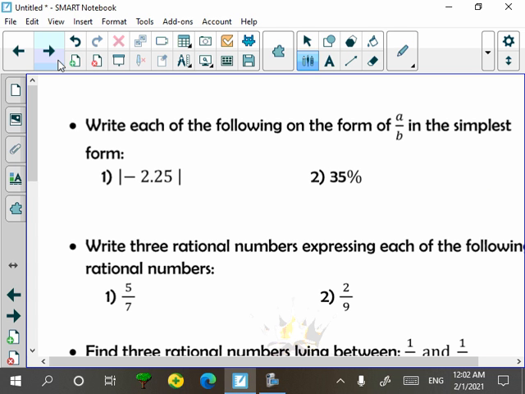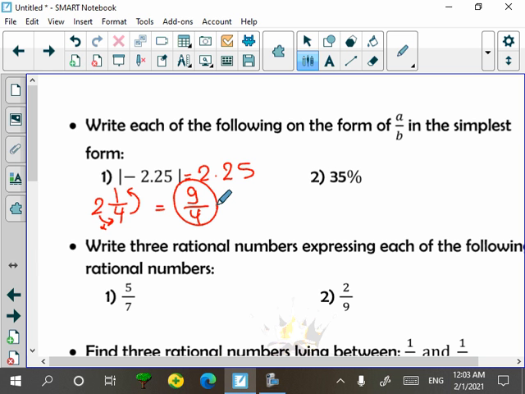Another question: write each of the following in the form of a/b in the simplest form. First, the absolute value of -2.25. The absolute value removes the negative sign, then 2.25 equals 2 and 1 over 4. 2 times 4 equals 8 plus 1 equals 9, then it will be 9 over 4.